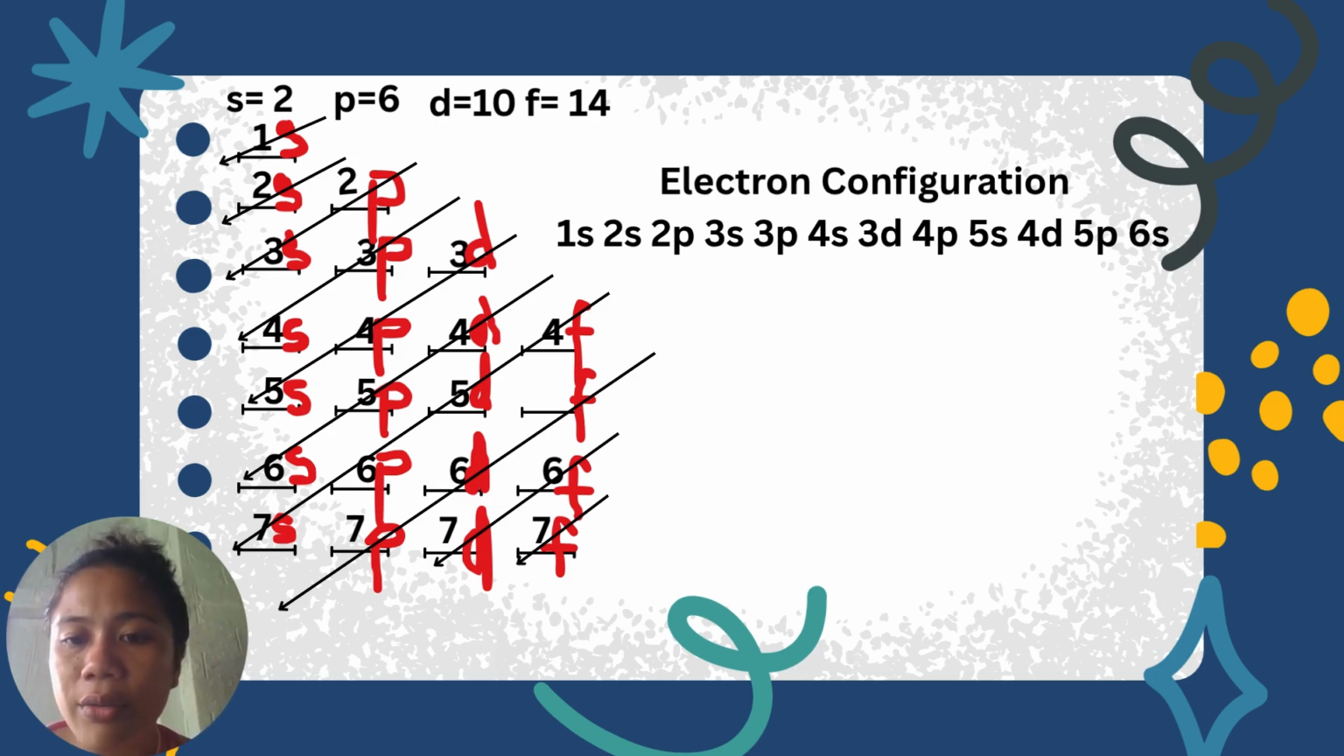So we have 1s, 2s, followed by 2p, and then 3s, 3p, 4s, 3d, 4p, 5s, 4d, 5p, 6s, 4f, 5d, 6p, 7s, and then 5f, 6d, 7p, followed by 6f, and so on and so forth.